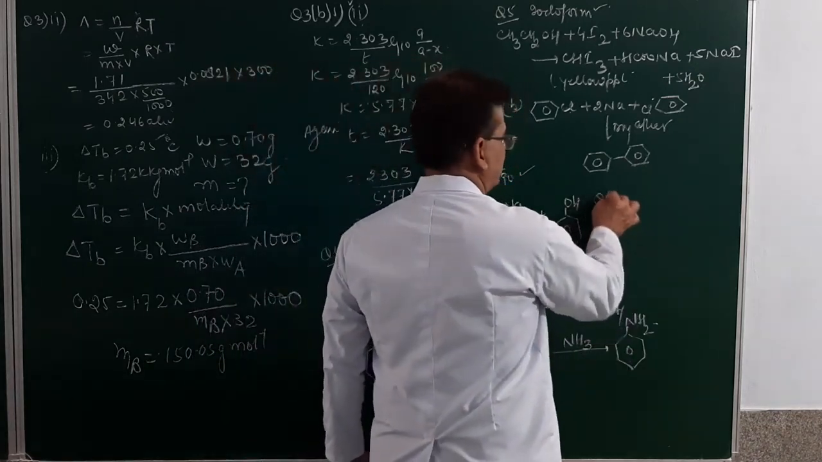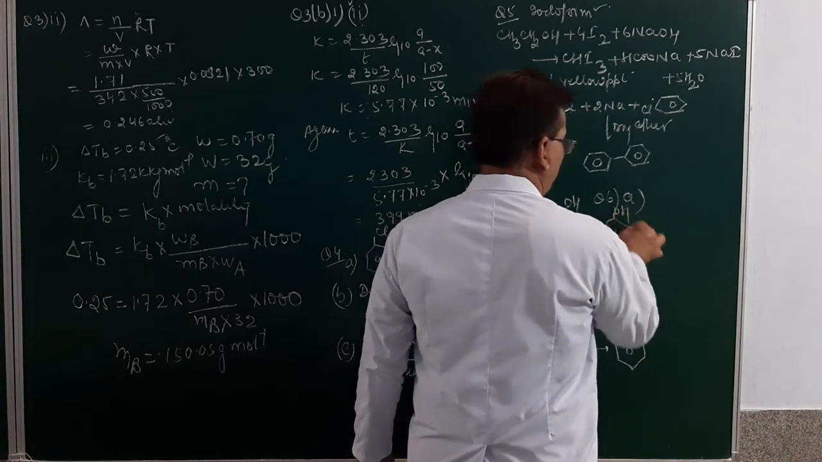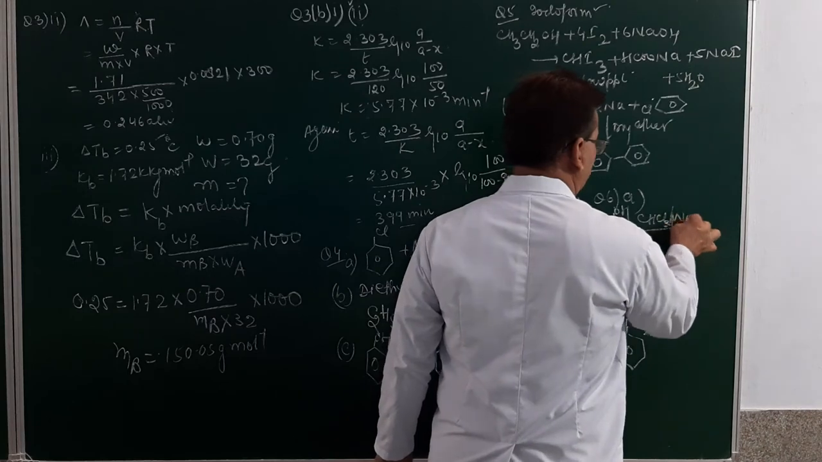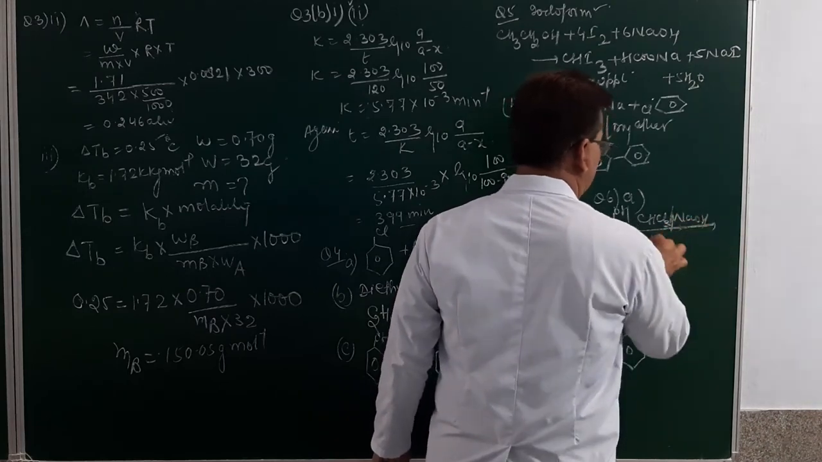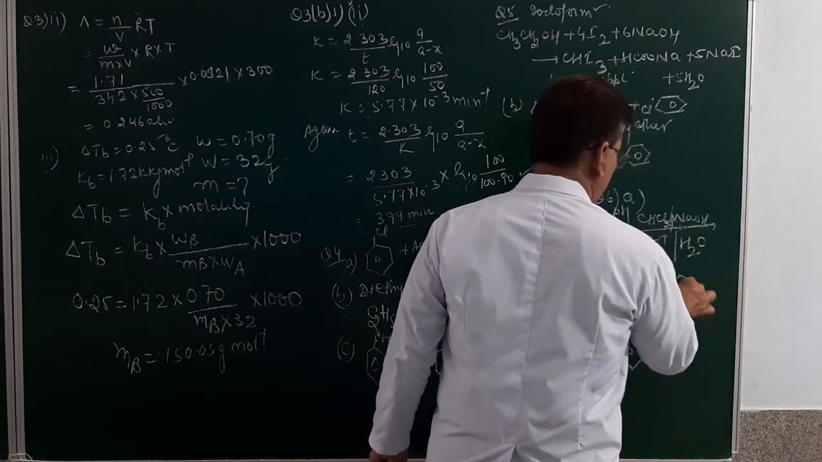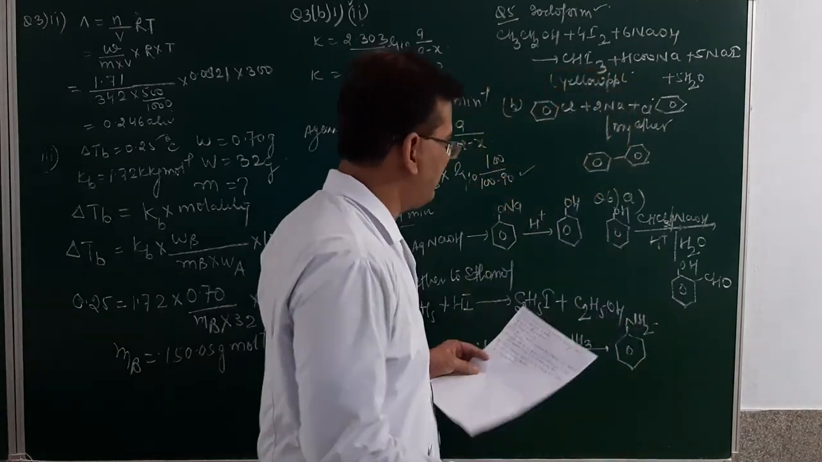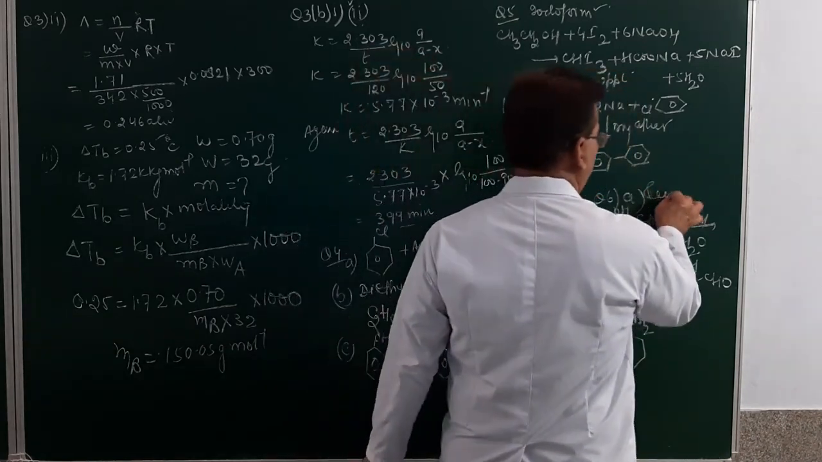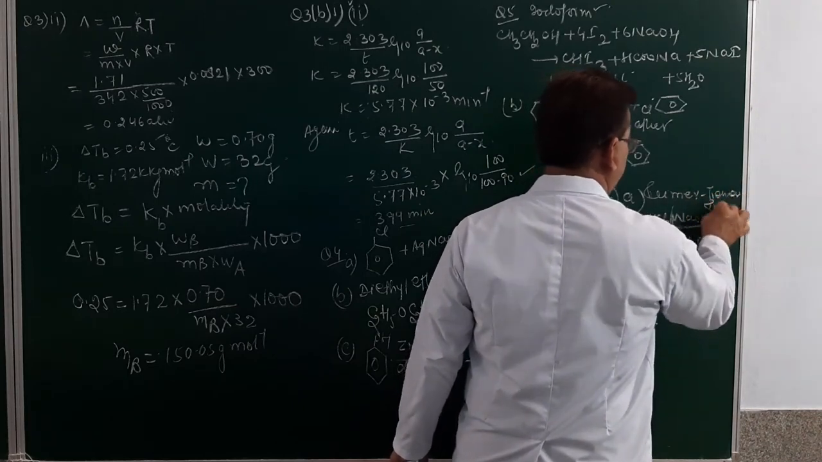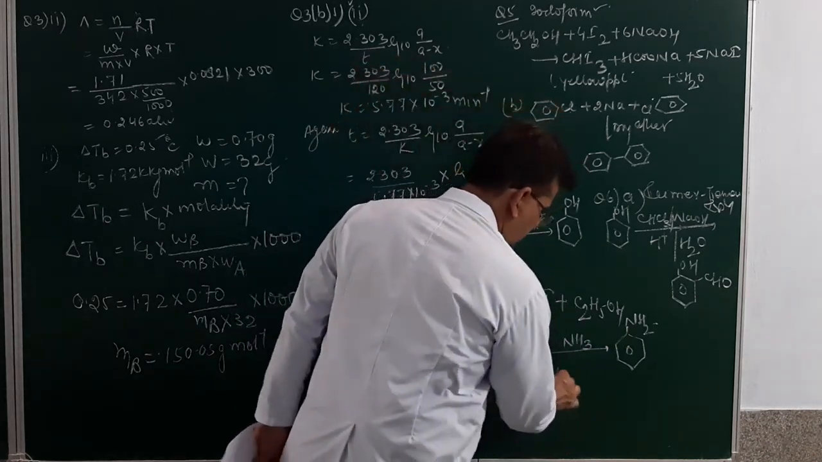The balanced equation for Reimer-Tiemann reaction. Question number 6, A part. Phenol on reaction with chloroform in presence of sodium hydroxide, followed by hydrolysis, will result in the formation of ortho-hydroxybenzaldehyde. This is the Reimer-Tiemann reaction. Is it clear?